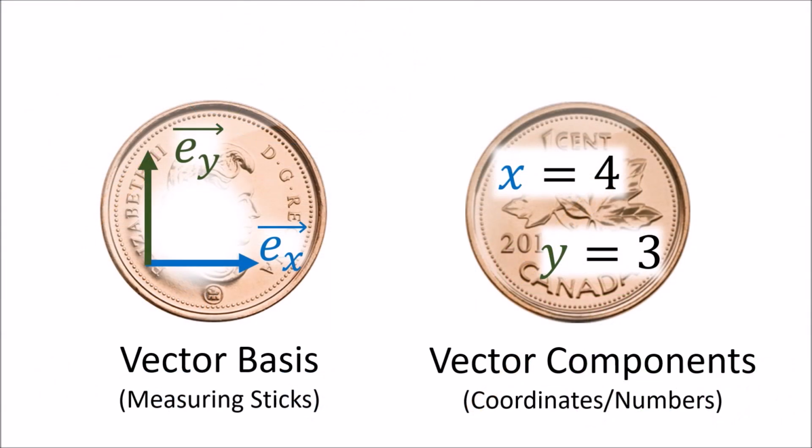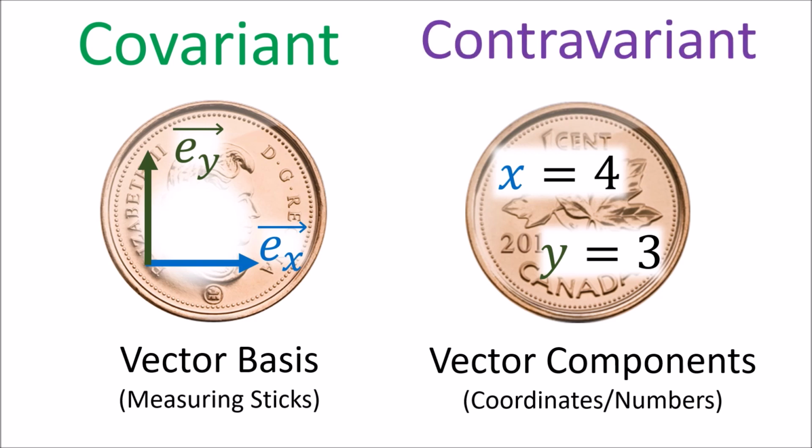So we see that basis vectors and vector components behave in opposite ways. When basis vectors grow, the components shrink, and when basis vectors shrink, the components grow. For this reason, we call basis vectors covariant, and we call vector components contravariant. Vector components do the contrary or opposite thing that basis vectors do, and this is why they are called contravariant.